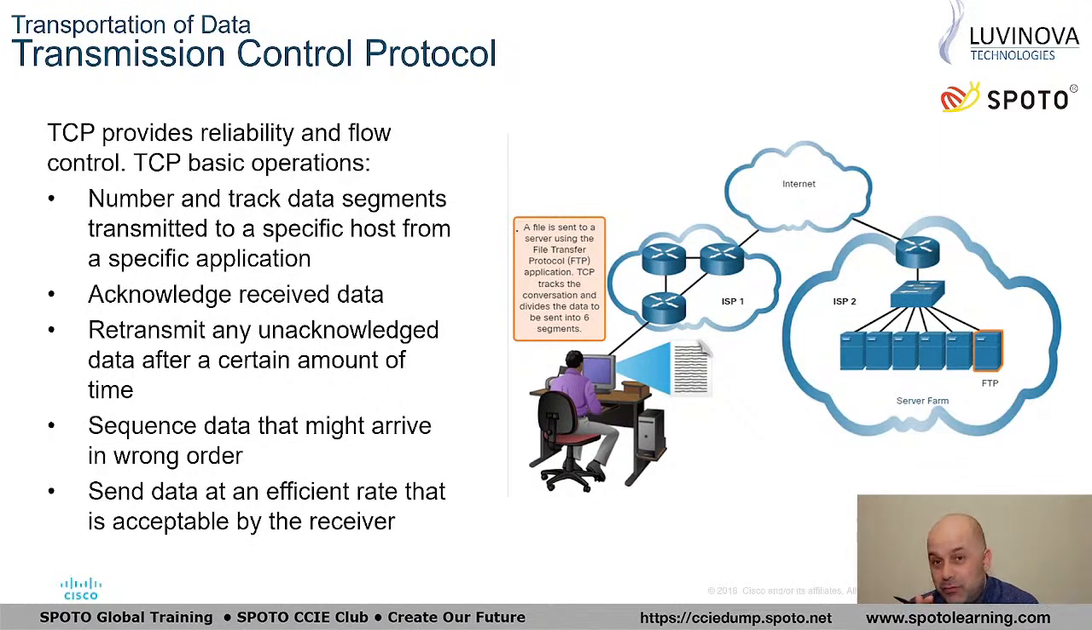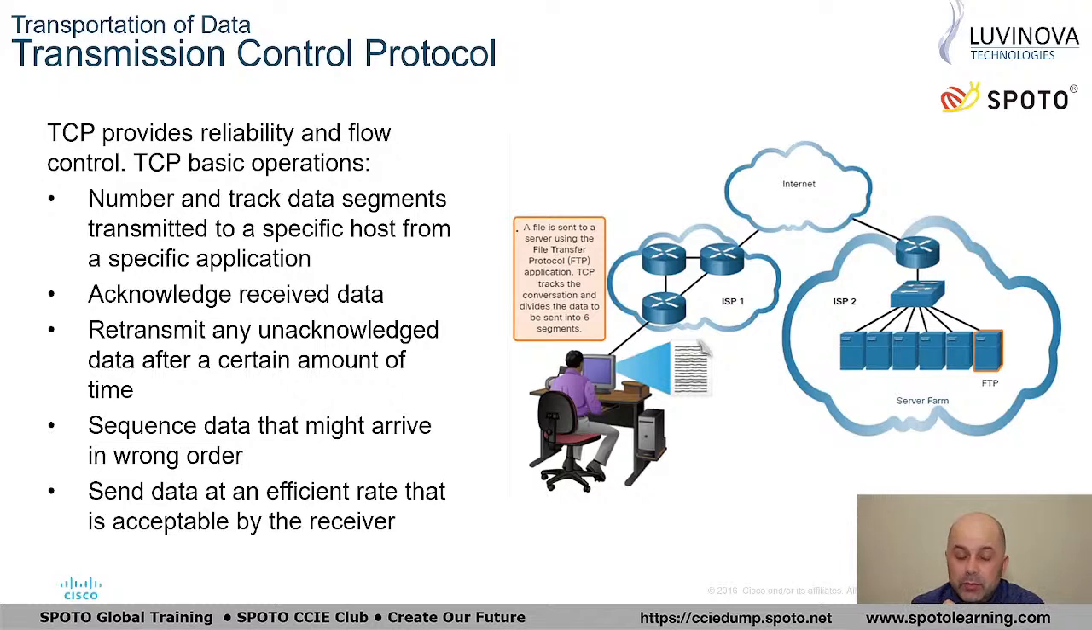Because, as you remember from five minutes ago, at the transport layer there is another process called segmentation. Segmentation is dividing the data into small equal parts. Continuing, retransmit any unacknowledged data after a certain amount of time. That's exactly what I said. When the destination tells the source that certain data with a given sequence number is missing, please send it again, then the source is obliged to send it again.